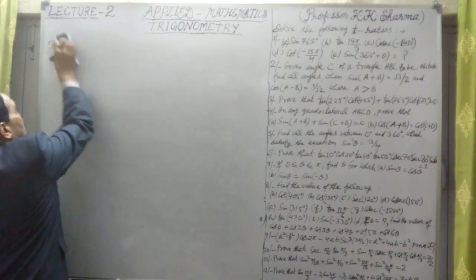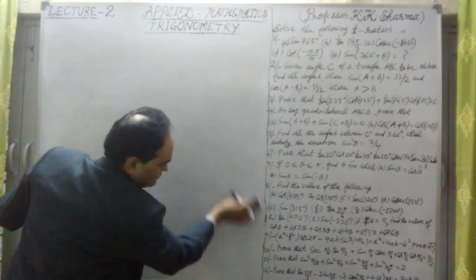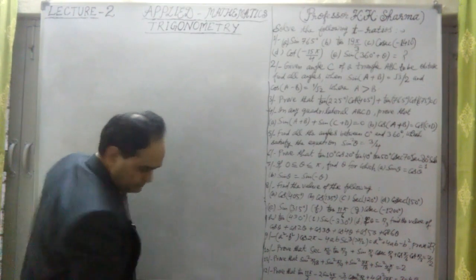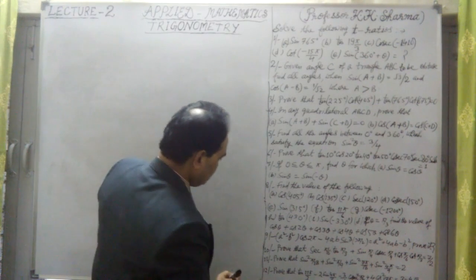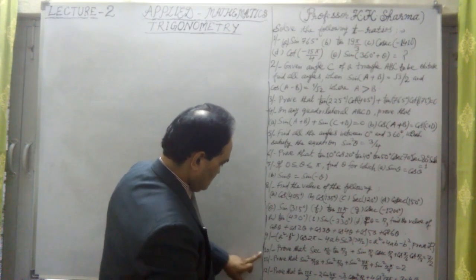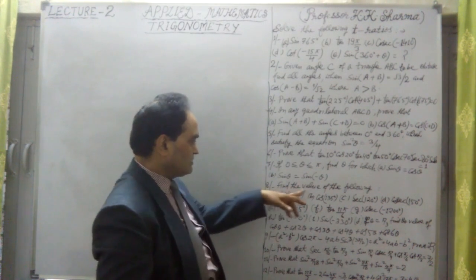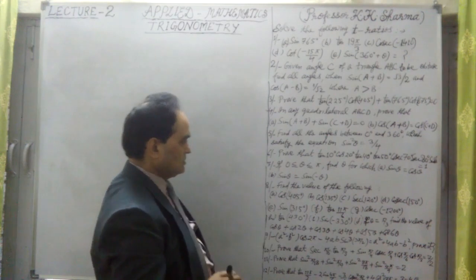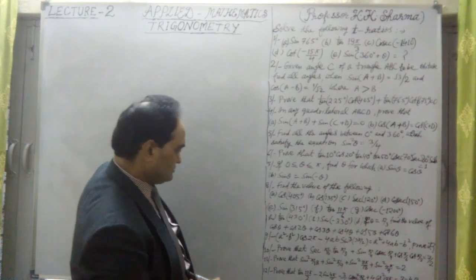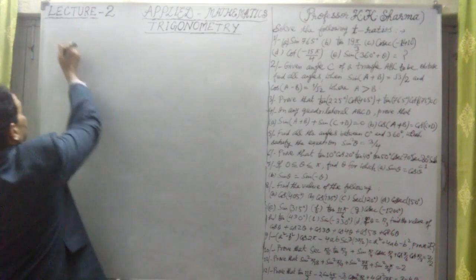Question number 8 now. What does question number 8 say? Let me check it. Question 8 says, find the value of the following. There are a number of parts. Question number 8 is very important.